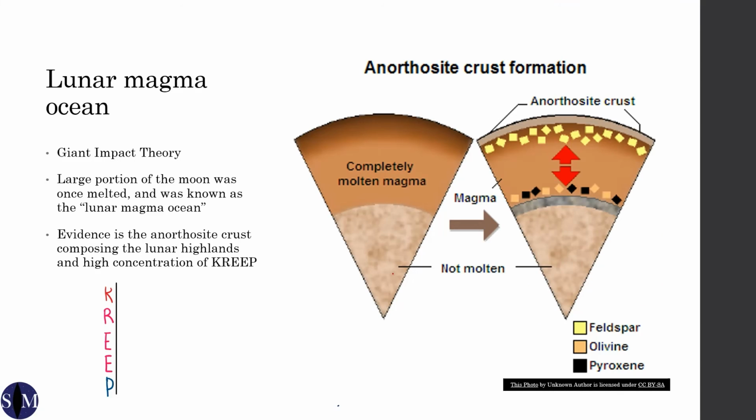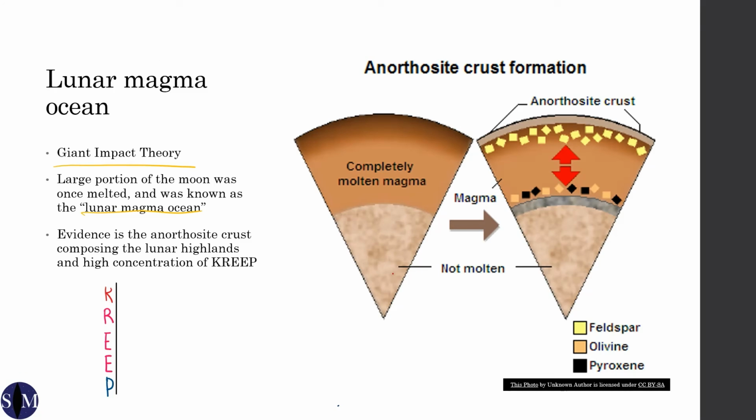Let's talk about the lunar magma ocean. The lunar magma ocean is based off of the giant impact theory. Reminder, the giant impact theory states that Theia crashed into Earth, causing debris from both objects to fling into orbit around the Earth, eventually forming the moon. According to this theory, the moon would have had to been very hot to successfully combine into one object. Well, a large portion of the moon was once melted, and it was known as the lunar magma ocean.